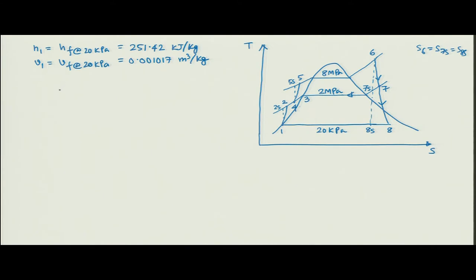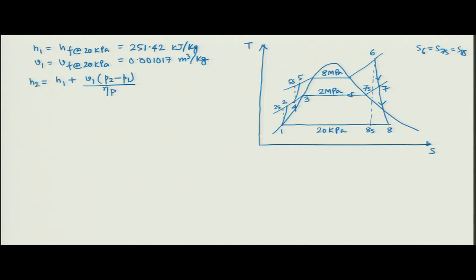Now, we can calculate the state at point 2. So, h2 will be h1 plus the pump work, right. We have already seen a similar type of problem in the previous class, so I am not going into the details, but this pump work can be calculated as v1 times (P2 minus P1), and since the isentropic efficiency of the pump is given, you have to divide it by eta p. So that will be the h2.